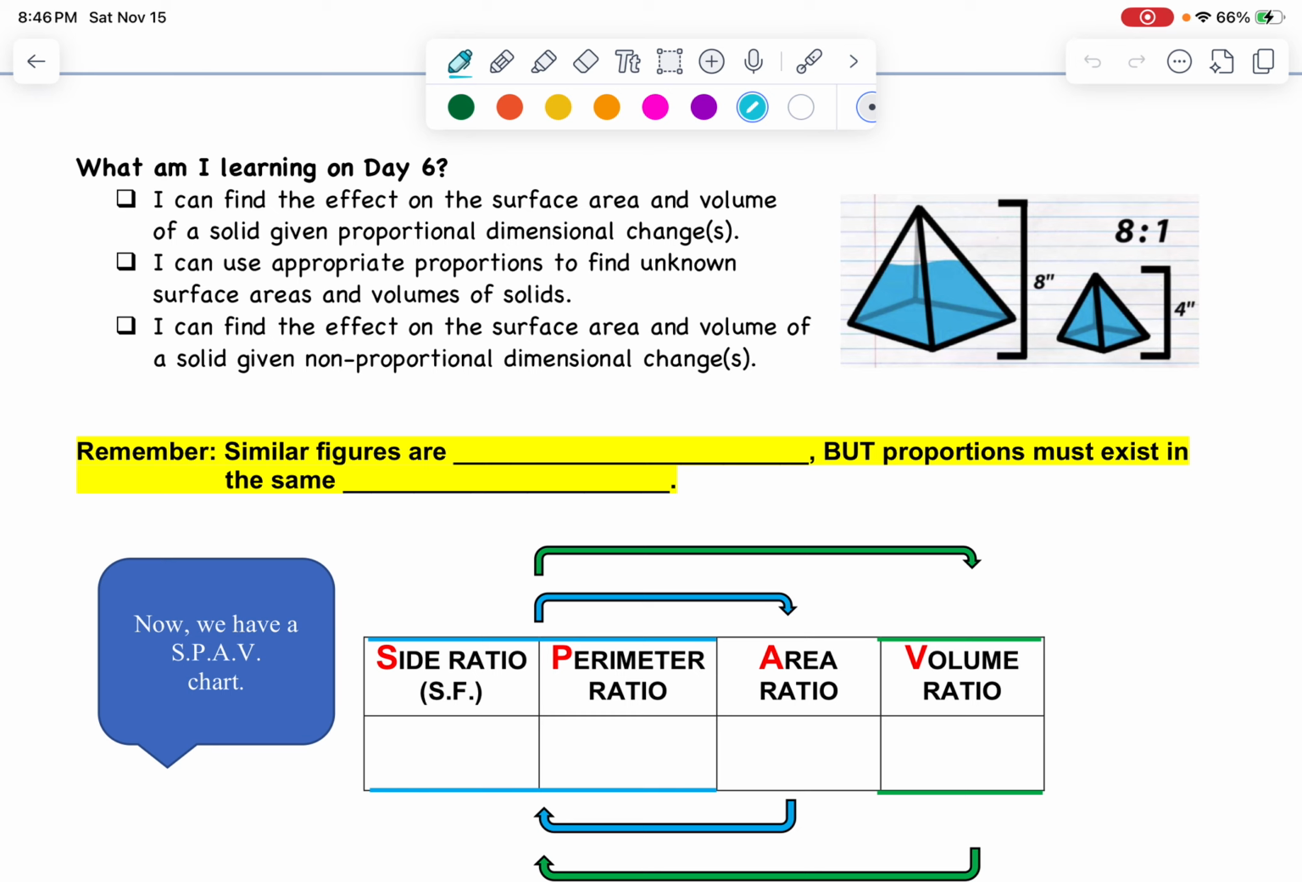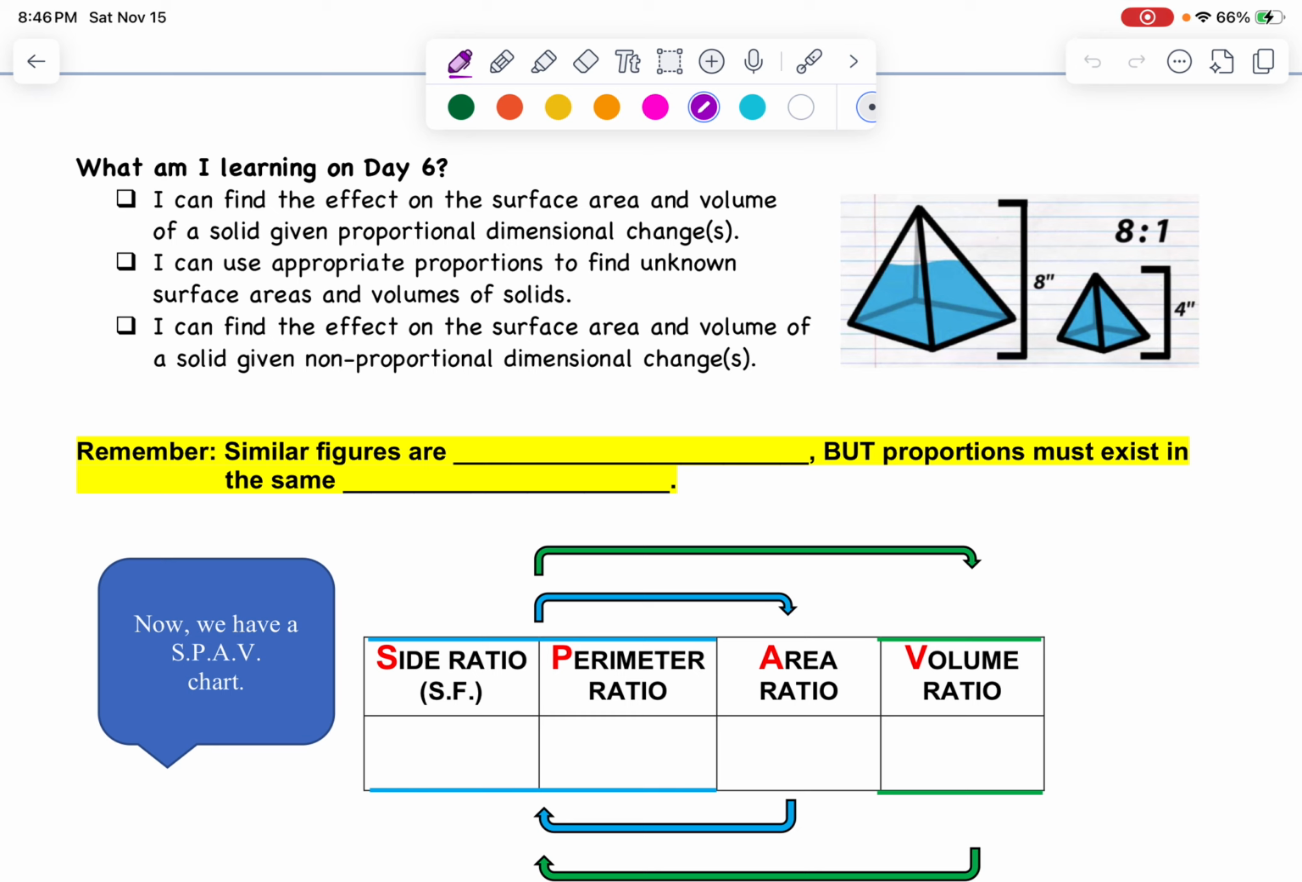But the basic math is the exact same as what we did before, but we have to make sure we're using the appropriate ratio for the dimension that we're in. If it's an area problem, we have to be using a second dimension ratio. If it's volume, we have to be using a third dimension ratio. And if we're talking about sides or perimeter, we have to be using the ratio in one dimension.